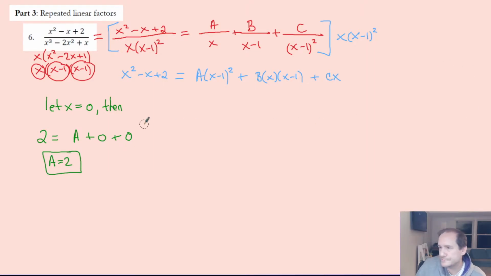So now we will let x equal something else. We'll let it equal the other 0, which is 1. Then plugging in the 1 gives 1 minus 1 plus 2, so actually it's 2 again.